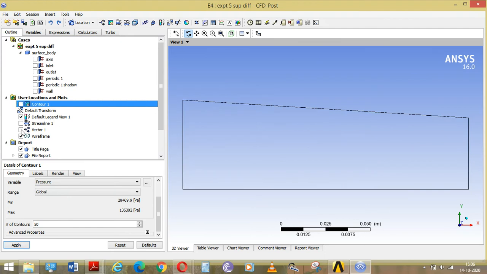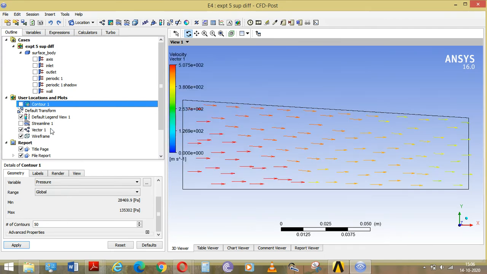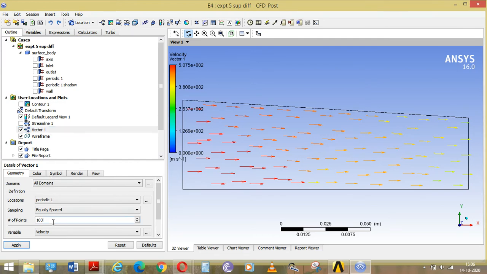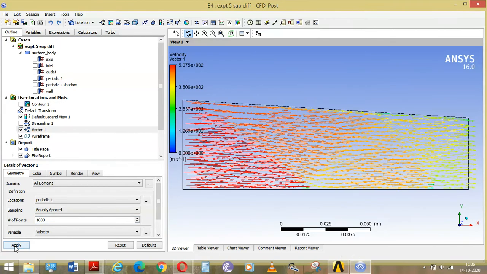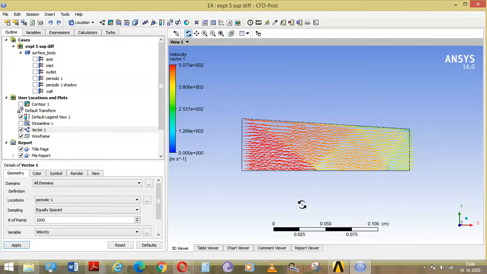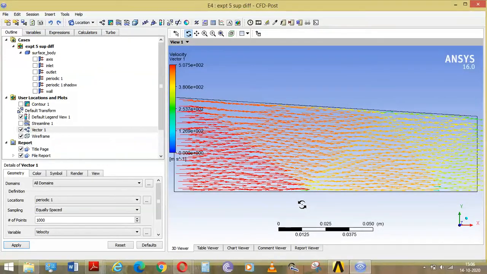But the interesting thing is to see the vectors. So edit the vectors to 1000 numbers, the velocity vectors. We can see a slight change in the direction of the flow wherever there is shock. Okay, you can see here the flow direction, the arrows are pointing a little upward. Here from straight to a little bit downward. Okay, like that.